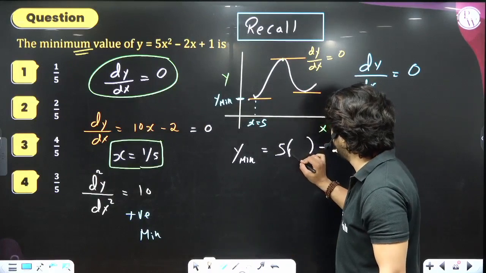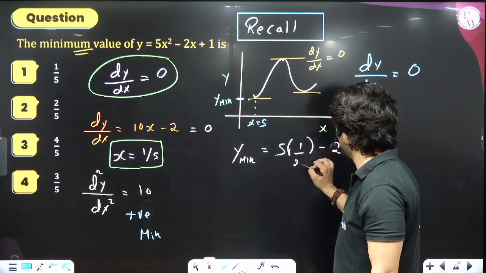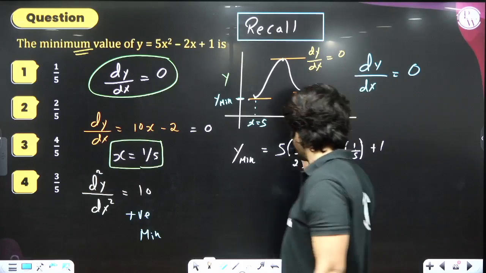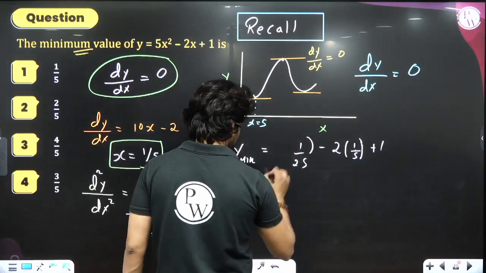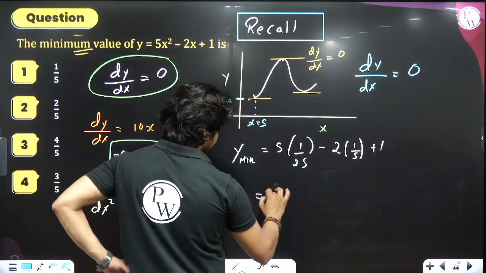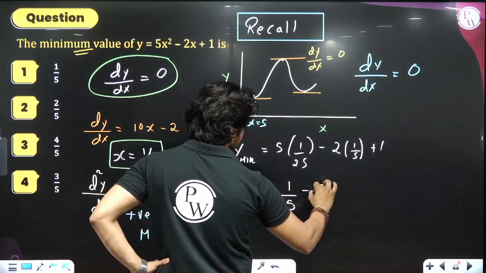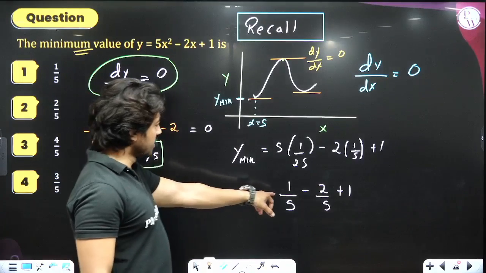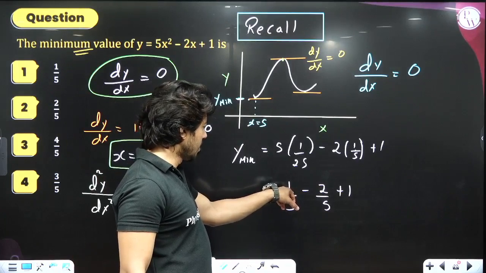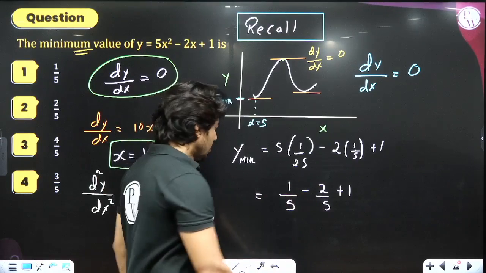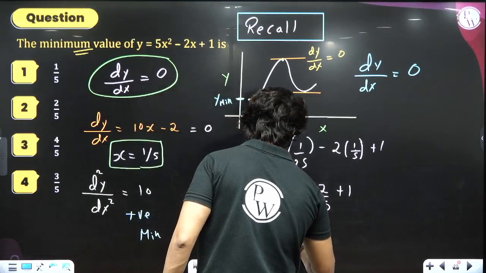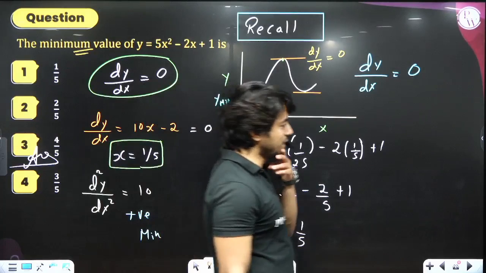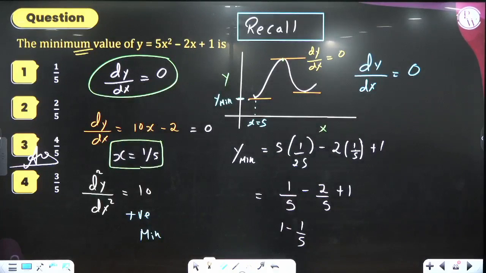So here we have 5 into 1 by 25 minus 1 by 5 plus 1. So what are we left with? We are left with 1 by 5 minus 2 by 5 plus 1. Let's solve this. Minus 1 by 5 plus 1. That means 1 minus 1 by 5, 4 by 5 is the answer. I hope that the logic is very clear. I hope that the concept is very clear.